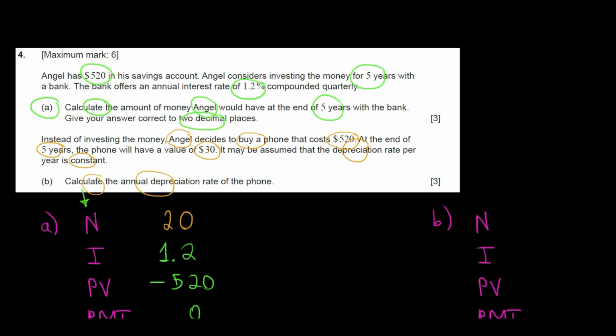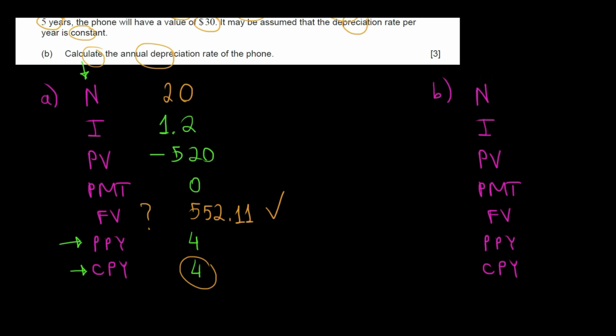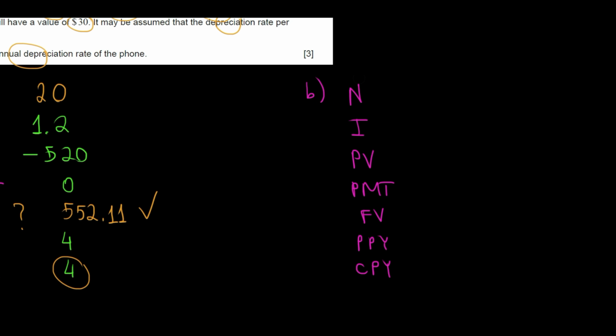So we can still use the finance solver in this case. The depreciation rate is a negative interest rate, basically. You can think of it that way. So we are looking for the interest rate. Now we have 5 years and we know that the depreciation is on a yearly basis. So for the compounding and the payment per year, we just keep the value of 1. The payment does not change. It still stays at 0 as it was.